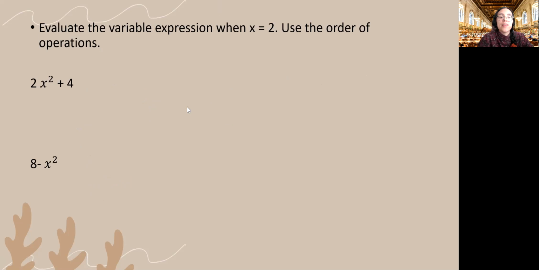So we're going to evaluate the variable expression when x is equal to 2, and we are told to use the order of operations. So again, we're going to write this. We have to know this. We have to memorize this. We have to understand it. Okay. So for this first problem, we have 2x squared plus 4, and our x is equal to 2.